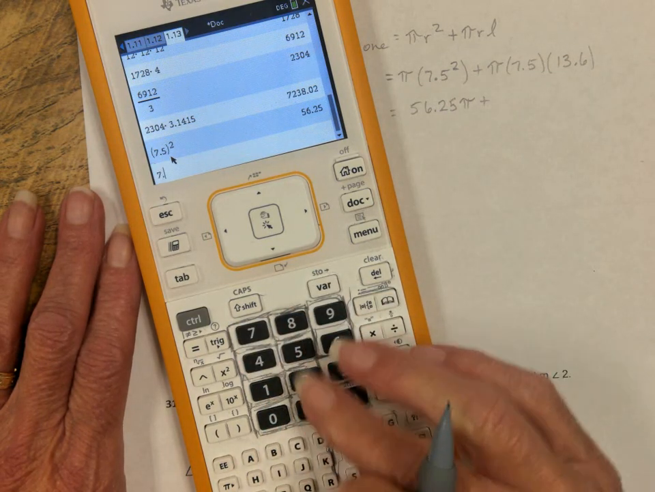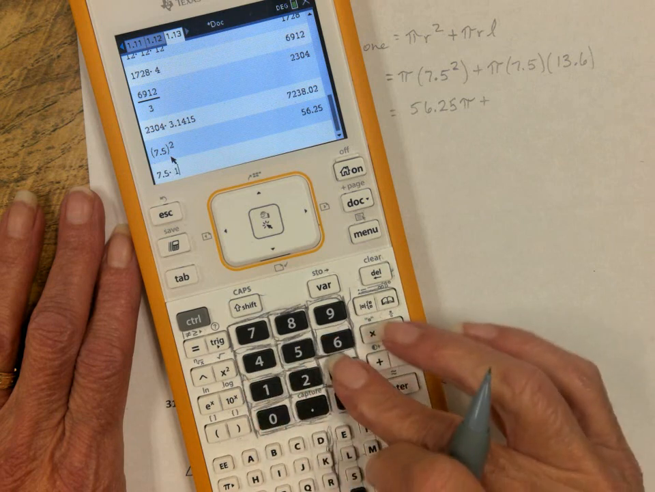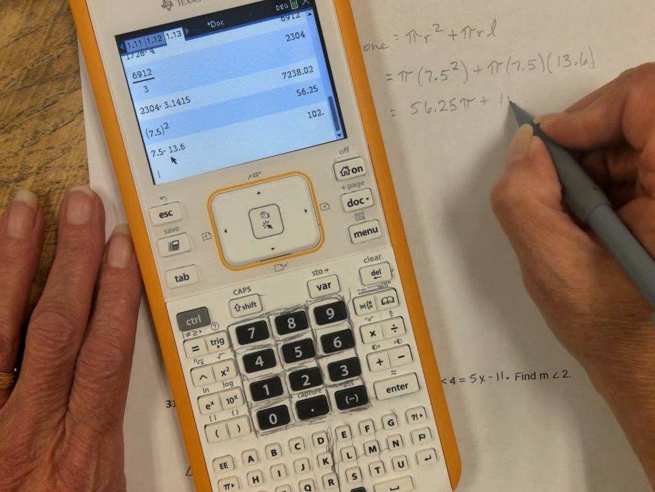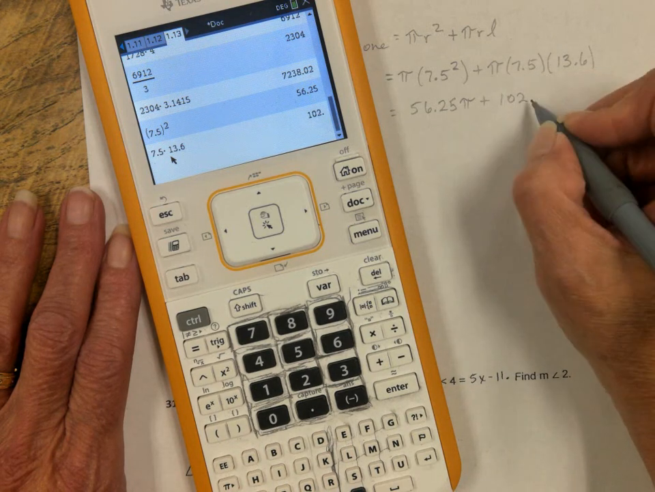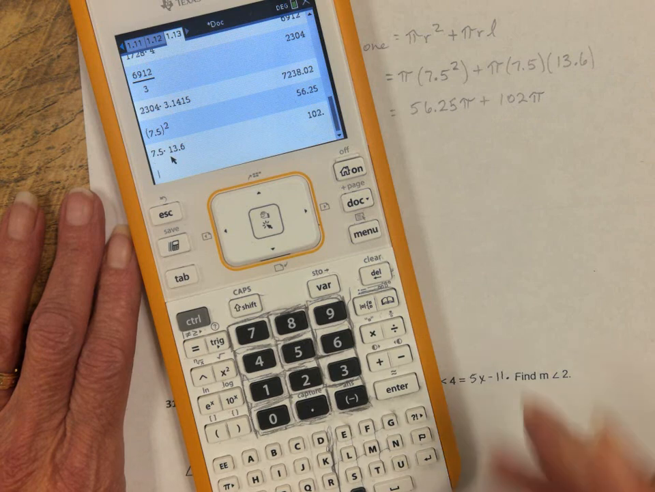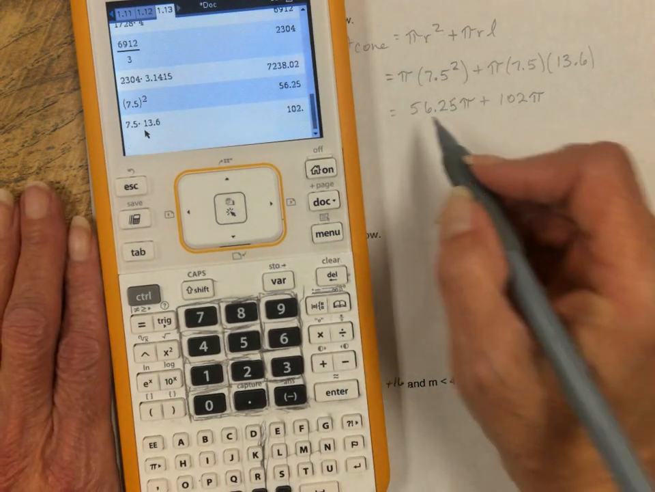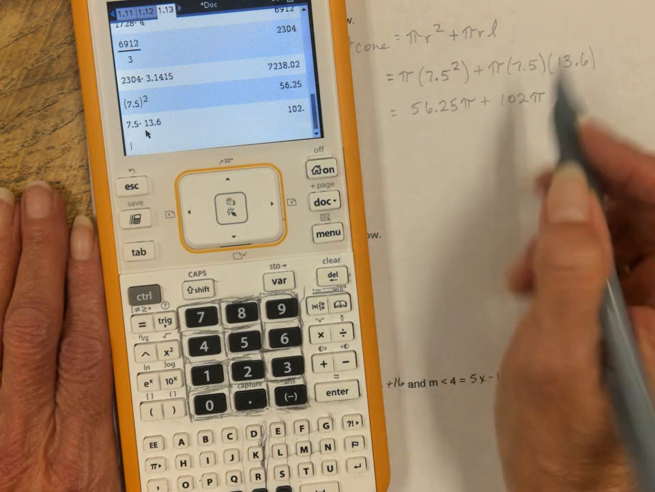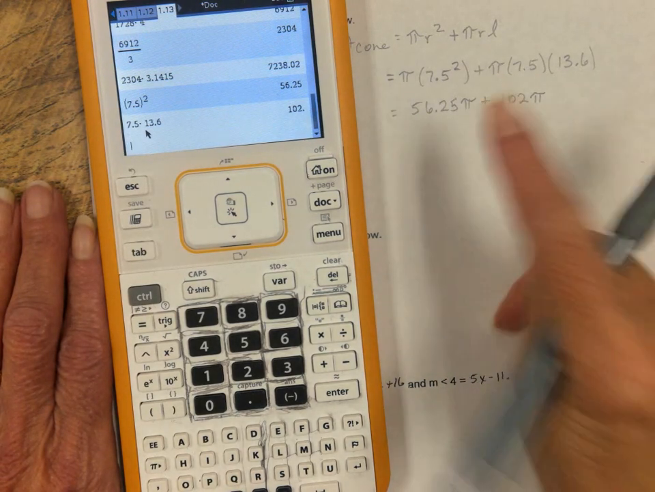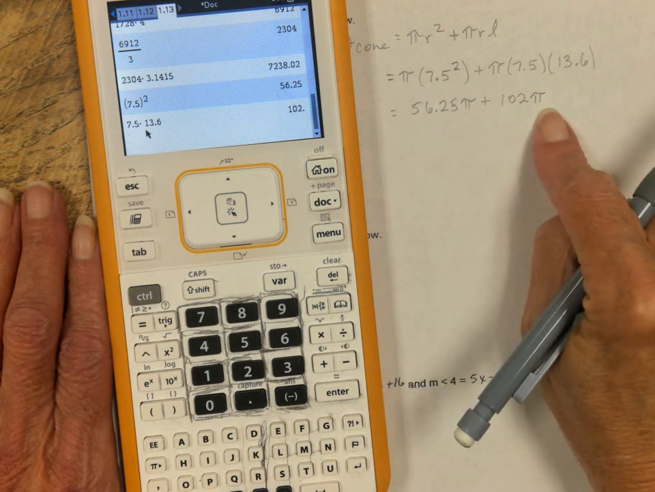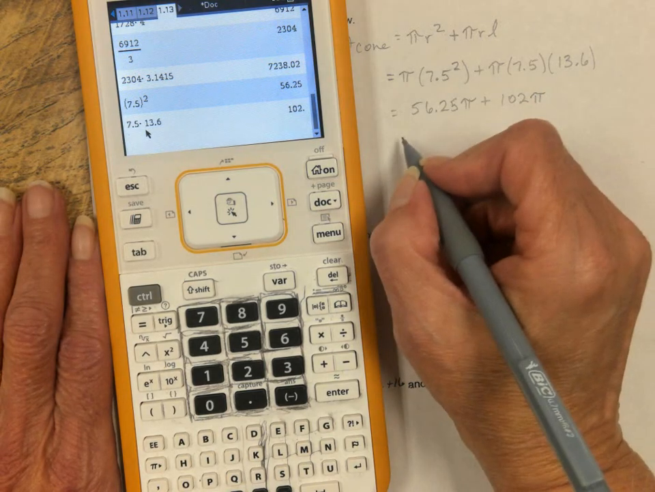Plus 7.5 times 13.6, so 102, still being multiplied by pi. I haven't done anything with pi, so I'm just keeping it with them. Now I can add these together because these are like terms. If I multiply this one out by 3.5, I'll get a decimal. If I multiply this one out by 3.1415, I'll get a decimal. I can add those together.